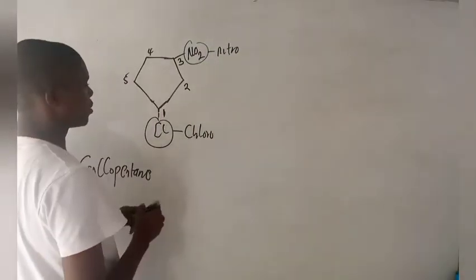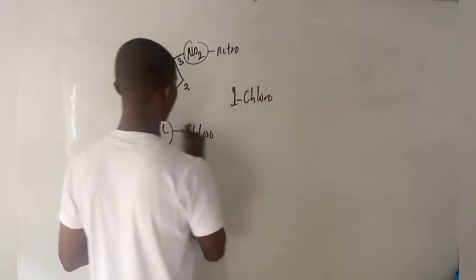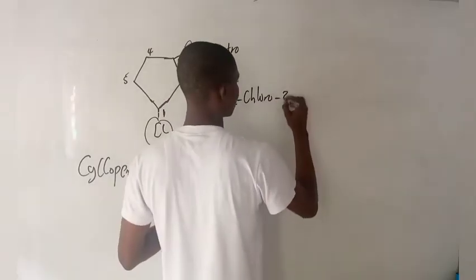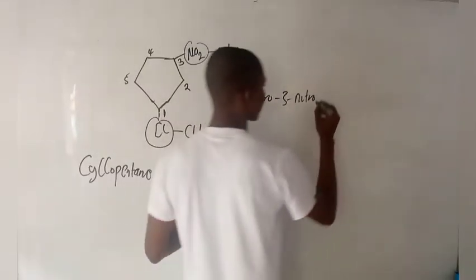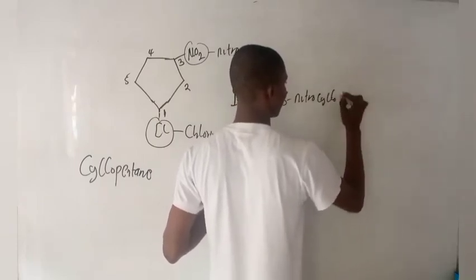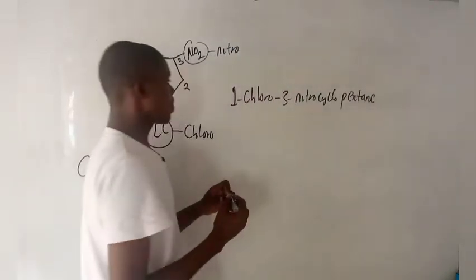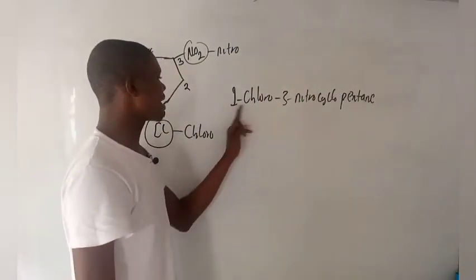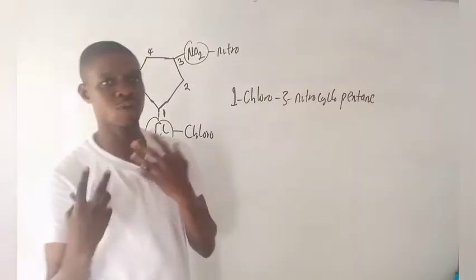So now how will that be named? The name is going to be 1-chloro, 3-nitro, cyclopentane. You get. Remember, when you are naming, numbers and letters are separated by a hyphen. Do you get that? So that is what you want to take note of.